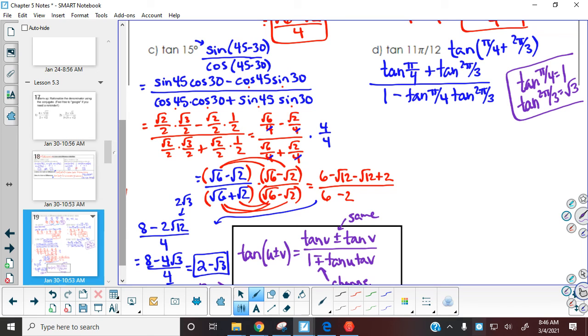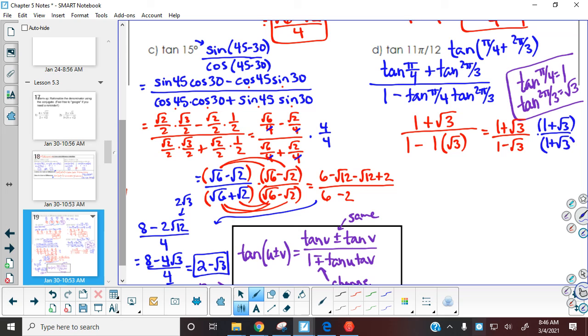Now the reason I put this here as a subset is now we can just substitute things in. All right, so when we look at our problem, tangent of pi over 4 is 1, 2 pi over 3 is root 3. Down across the bottom we have 1 minus, and then we have 1 times root 3, so that turns into 1 plus root 3 over 1 minus root 3. And then again, we just have to rationalize our denominator by multiplying by the conjugate. So we're going to use the bottom, but change our sign.